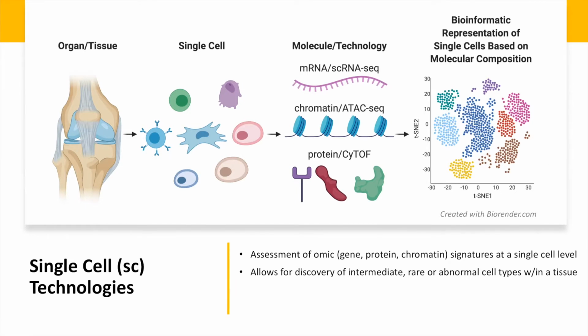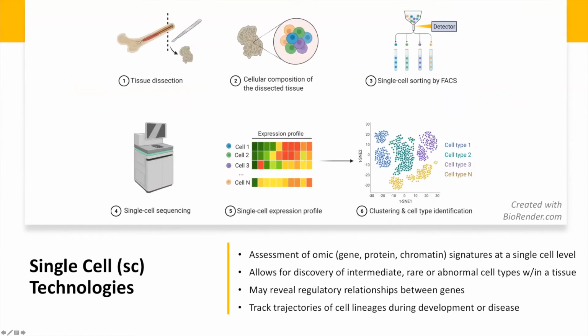So the advantage of these technologies is that they allow for the discovery of rare cell types or intermediate cell types in a differentiation or maturation process, or even abnormal cell types if you're in a disease state. The data can also be used to reveal relationships between genes and to track trajectories of cell lineages during development.